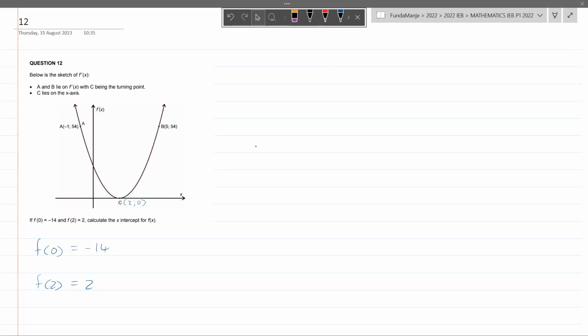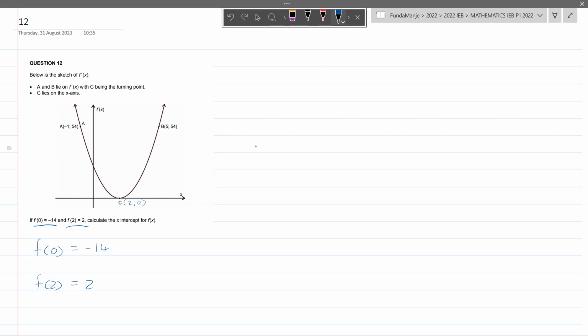Okay, question 12 says below is the sketch of the first derivative of f. A and B lie on the first derivative of x, with C being the turning point. C lies on the x-axis. If when x is 0, y is minus 14 on the original function, and when x is 2, y is also 2 on the original function.